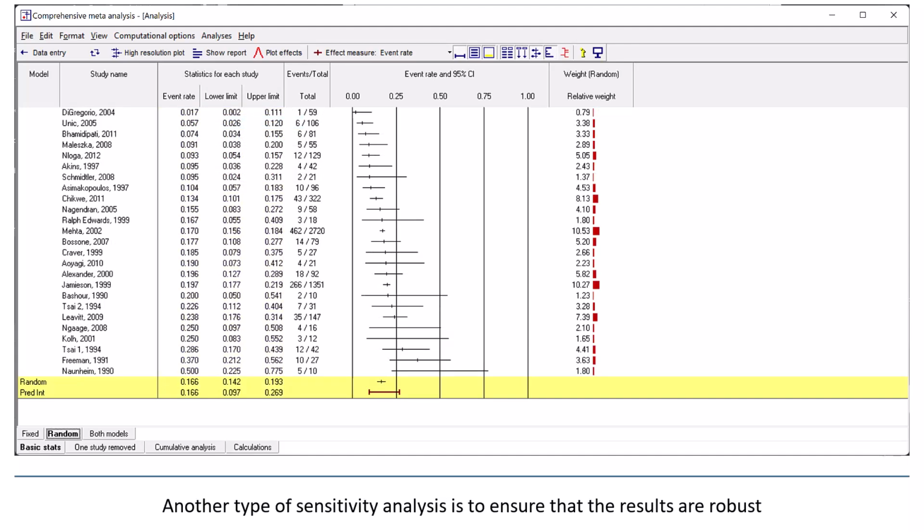Another type of sensitivity analysis is to ensure that the results are robust in the sense that the basic conclusions are not dependent on any one study. To look at this, we could run the analysis with only the first study removed, then with only the second study removed, and so on. CMA allows us to perform this sensitivity analysis with one click.